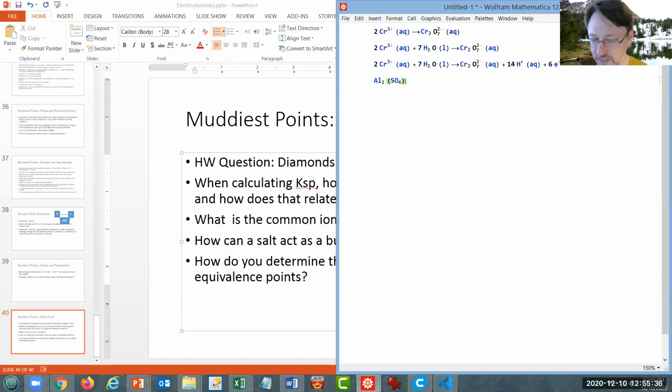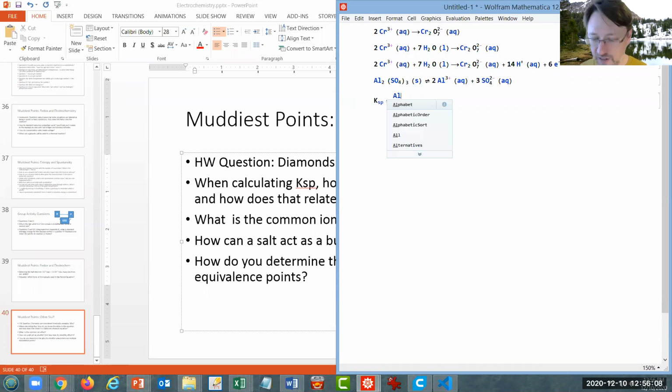So something like this. Well, its dissolution reaction is Al2(SO4)3 going to 2Al3+ plus 3SO4 2-, like so. And so when you write down the equilibrium constant for that reaction, you put products over reactants.